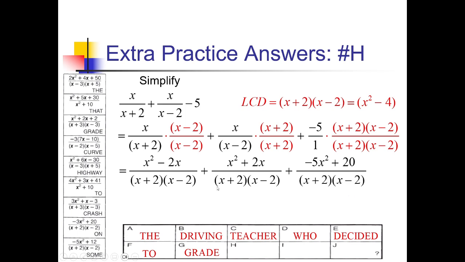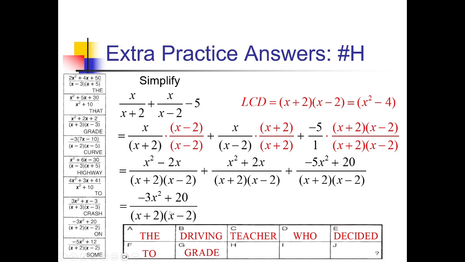So we have our LCD of x plus 2, x minus 2 downstairs. And upstairs, let's combine like terms. We'll start with the x squareds. We have x squared plus x squared is 2x squared, plus a negative 5x squared is going to be a negative 3x squared. Next up, this negative 2x and positive 2x cancel out completely, and that's the only terms with x. So the only thing left then is just this positive 20, which comes along for the ride.